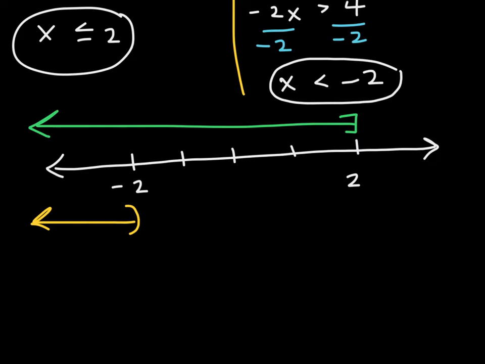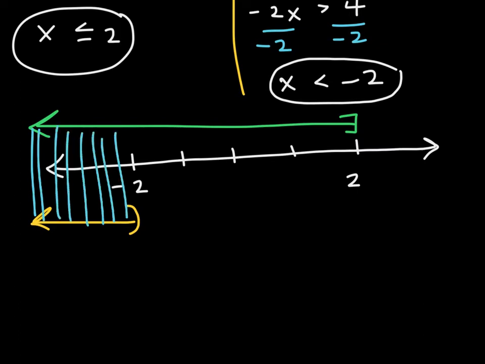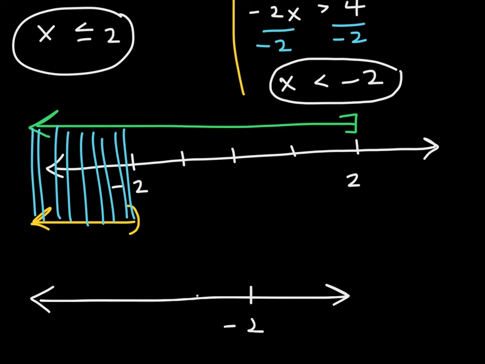Remember that the intersection of these two sets means you're looking for all of the numbers that are in both sets. The numbers that are in both sets will be this overlapped area. These numbers do not make it into the intersection because they're not in both sets. They're only in the green set, not in the yellow. So the intersection, or the overlapped area, starts at negative 2 and then goes that way forever to the left. So a final picture can be this. If this is negative 2, then a final picture can look like this, from negative 2 that way.